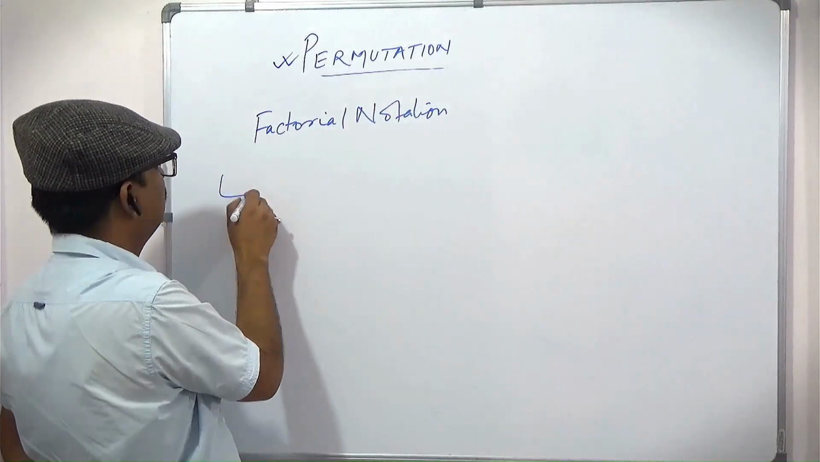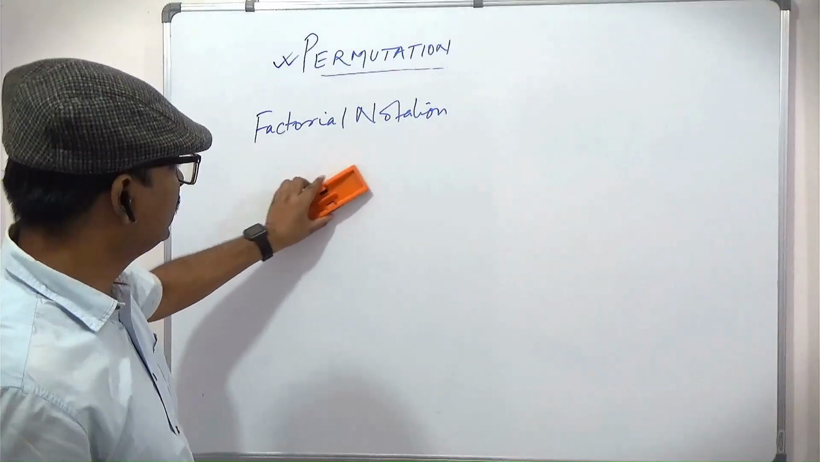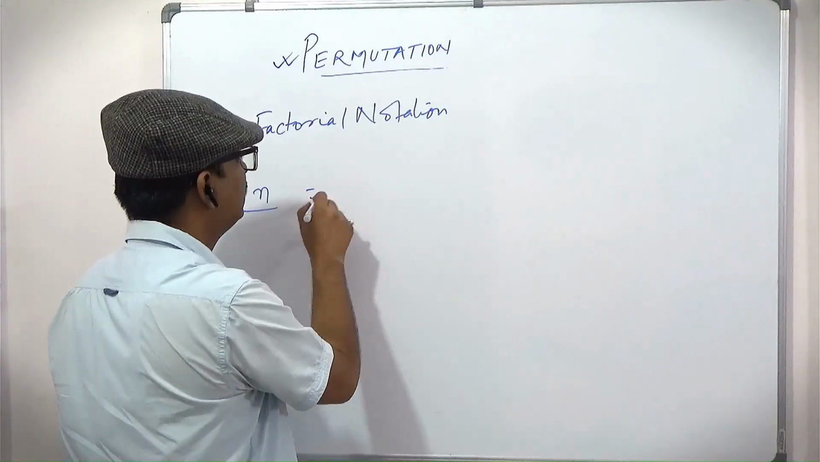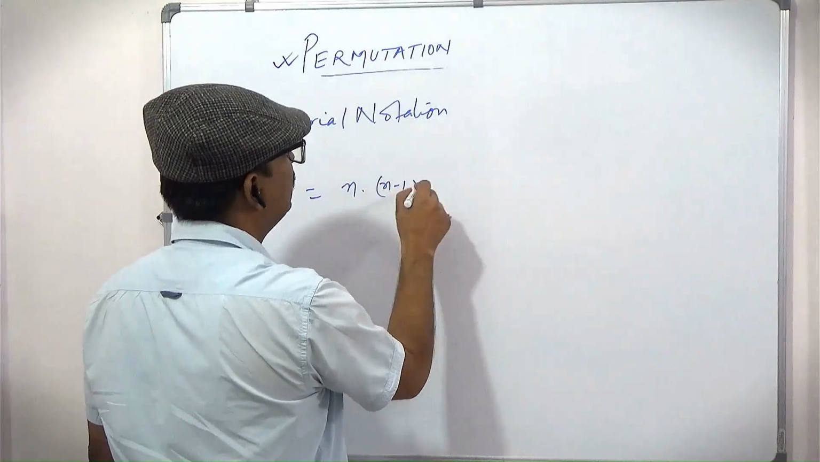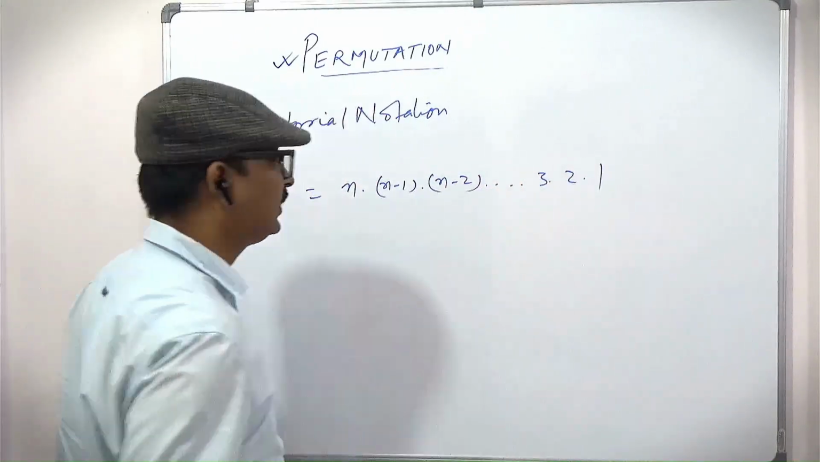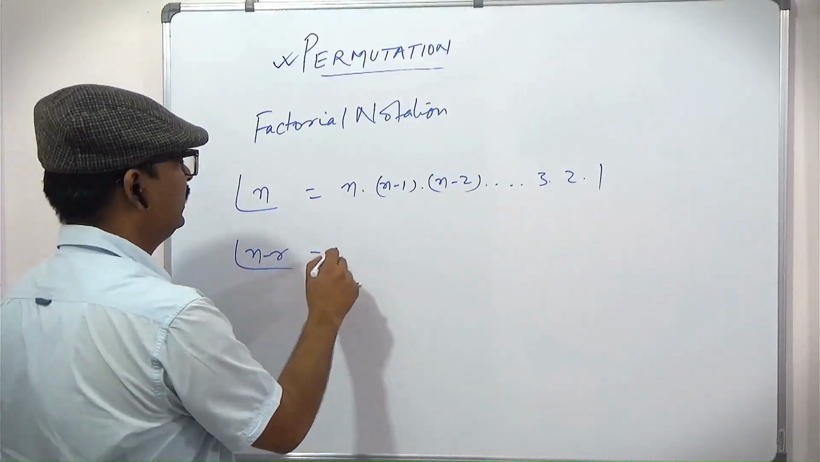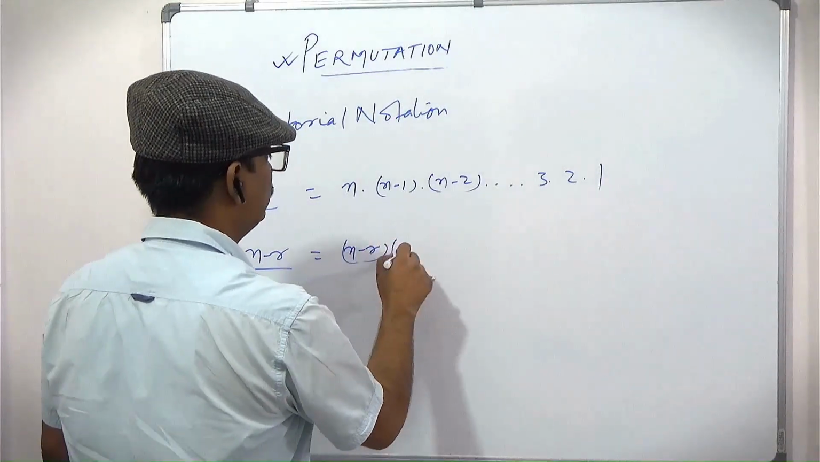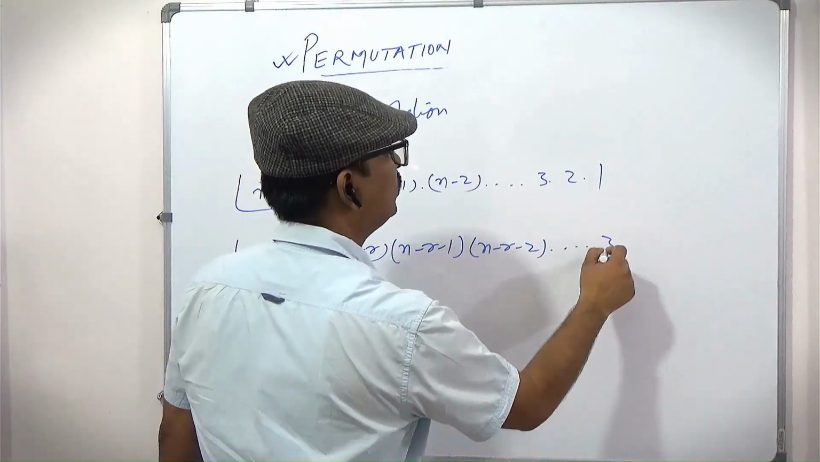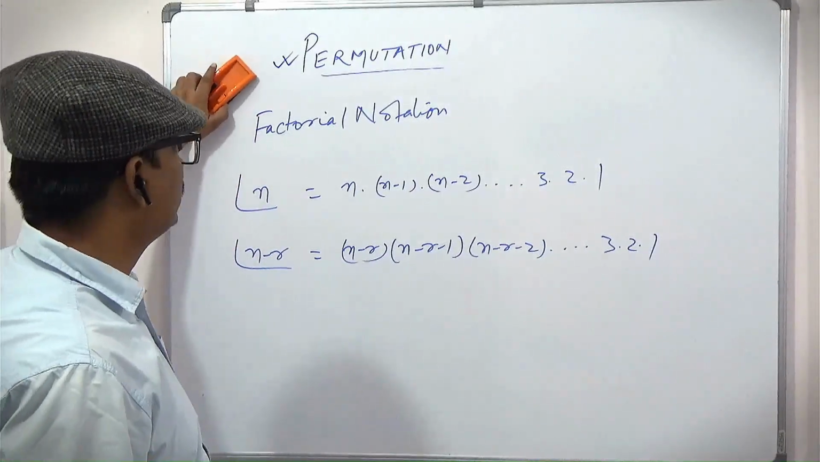It is like this, or we can write it like this. So factorial notation: factorial n is the product of the first n natural numbers, that is n into n minus 1 into n minus 2, 3, 2, 1. This is factorial notation. So if we have n minus r, it will be n minus r into n minus r minus 1 into n minus r minus 2, 3, 2, 1. This is factorial notation. We will see some examples also on factorial notation.